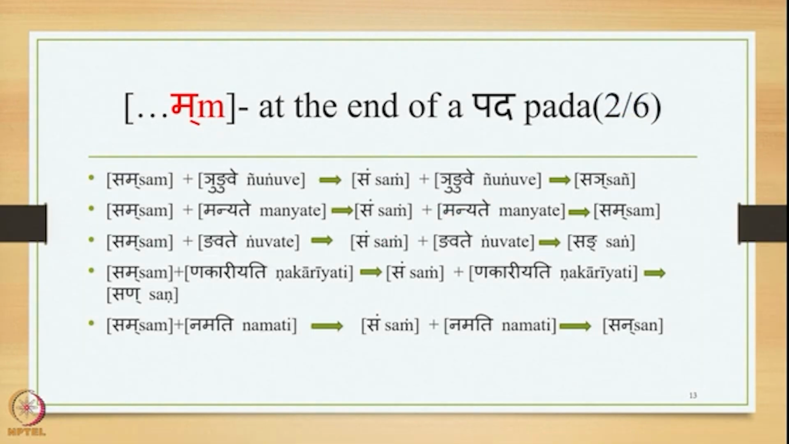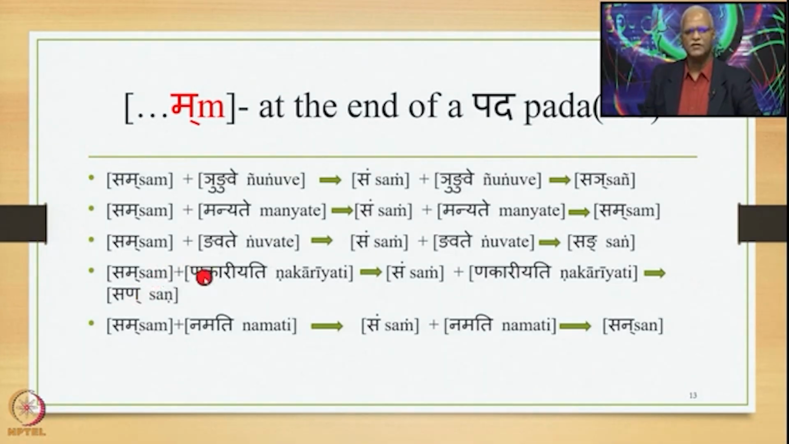Similarly, we have sam plus ngavate as the input, where ma appears at the end of a pada, and so 8323 applies and substitutes this ma appearing at the end of a pada by an anuswara. So we get sang plus ngavate as the output. Later on, this anuswara is substituted by the nasal parasavarana of ng, which is ng itself, and so we get the output sang plus ngavate.